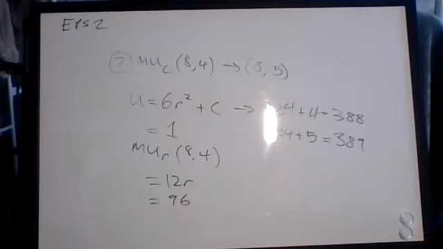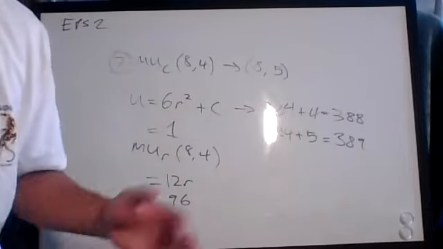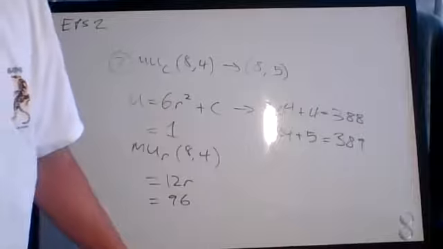Okay. The MRS for this would be 96 over 1 then, right? It'd be 12R, so your MRS would be 96. At this specific point. So remember, MRS is just the slope of the indifference curve at a given point. Thank you. Okay.